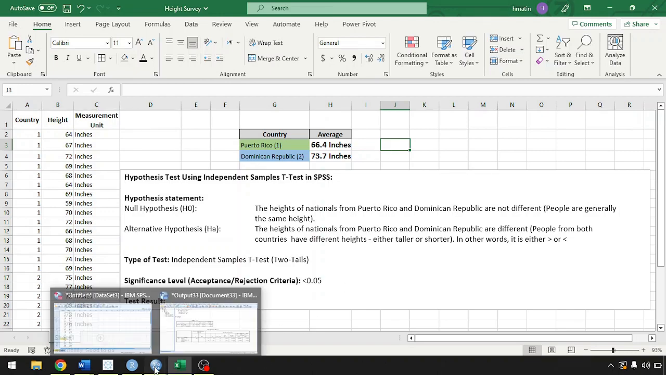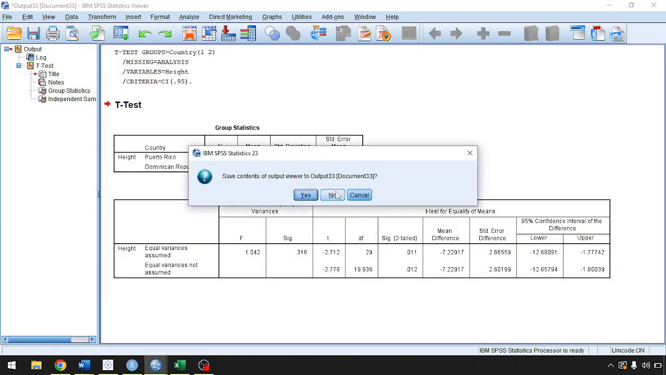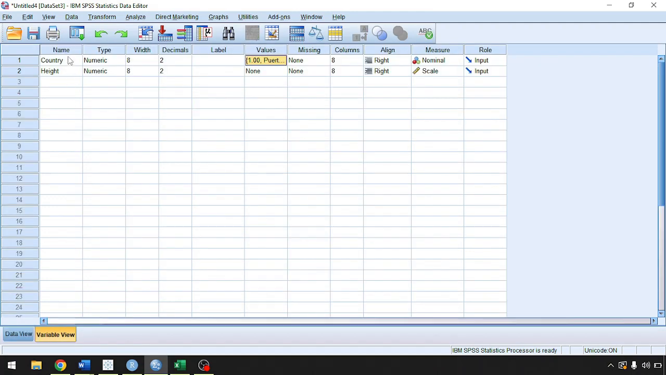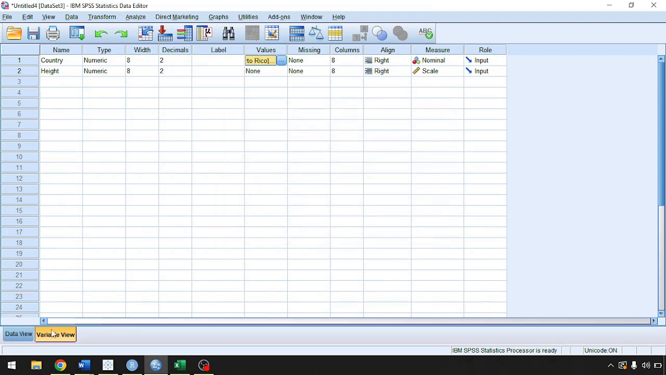So we go to SPSS. I have the information already imported here. So remember, in the variables, both variables will be numeric. For the country, you can always go to values and put value 1 for country 1 and value 2 for country 2. It helps to be able to read the information once you produce the output.